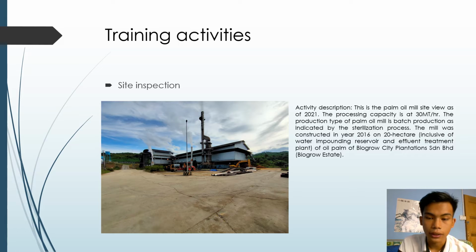Next is the main compound of palm oil mill. So this is the palm oil mill site view as of 2021. The processing capacity of the mill is 30 metric ton per hour. The production type of palm oil mill is batch production as indicated by the sterilization process. The mill was constructed in year 2016 on 20 hectares, inclusive of water impounding reservoir and effluent treatment site of oil palm biodiversity plantations near Merak, which is the Bagro estate.